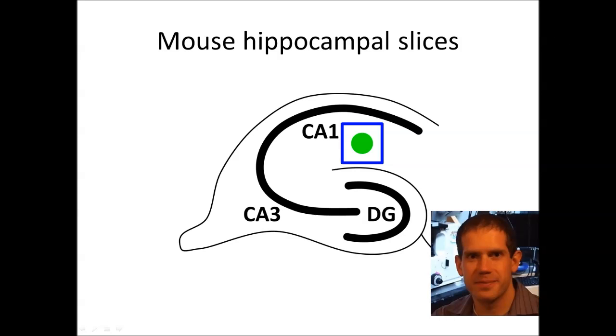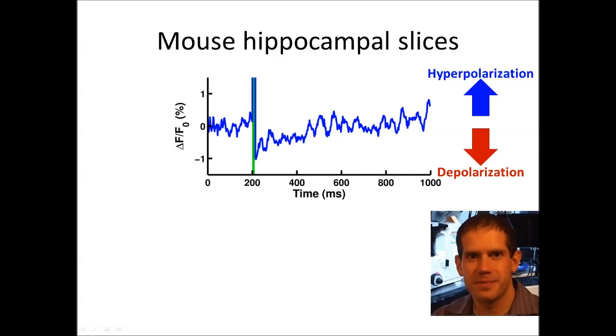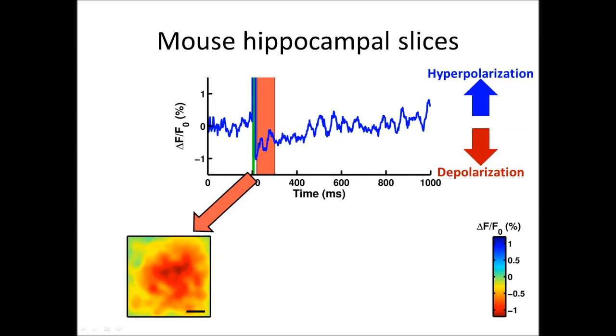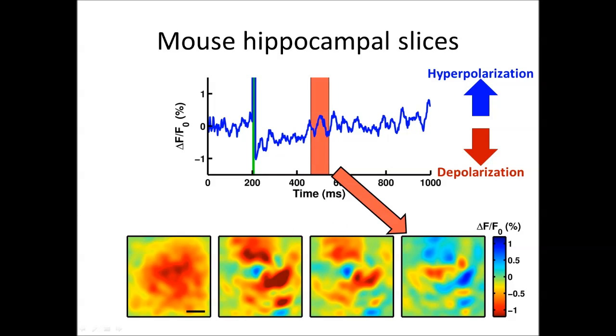Hi, I'm Jeremy Trigger. To test whether this technique could function in a complex neural tissue, we injected TS1 labeled gold nanoparticles into slices of mouse hippocampus. We then imaged the site of injection with an infrared voltage-sensitive dye to monitor activity in response to pulses of green light. We found that optical stimuli led to transient depolarizations in the injection region. These depolarizations resolved back to baseline levels of activity over the course of several hundred milliseconds. This time course could be spatially mapped, showing the pattern of depolarization and hyperpolarization at different time points following the stimulus.